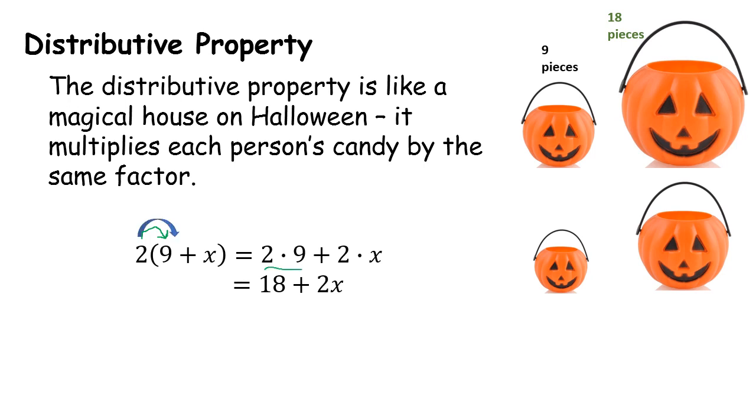But another person might have an unknown number of pieces of candy, x pieces, and the magical house would also double that. So now it would be 2 times x pieces. And that's the second part of the multiplication. So really there are just 2 multiplications happening. The house is doubling the first person's candy, 2 times 9, and doubling the second person's candy, 2 times x. So we would come up with 18 plus 2x.